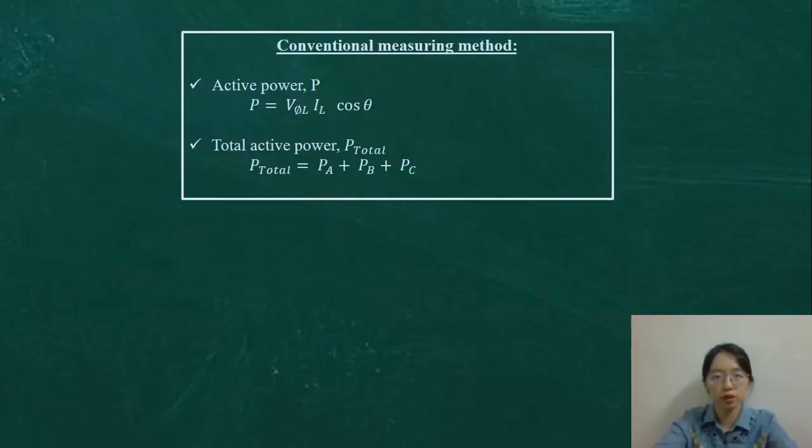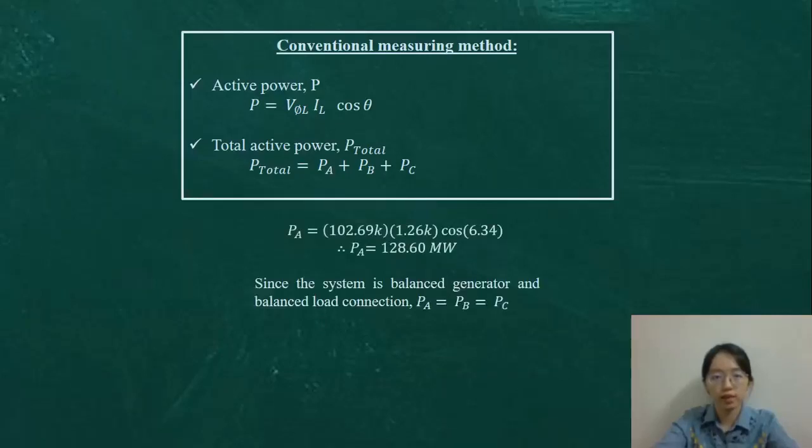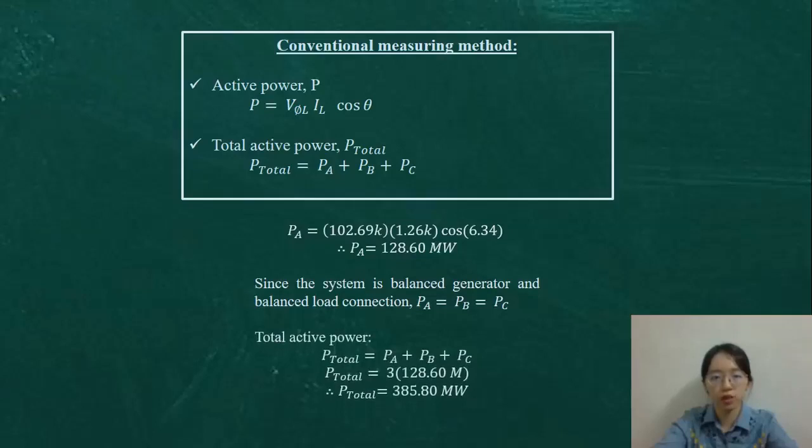The next one is calculating the active power using the conventional measuring method. As it is a balanced generator and balanced load connection, the power is the same for each phase. So we multiply by 3 and get the total power of 385.8 megawatts.